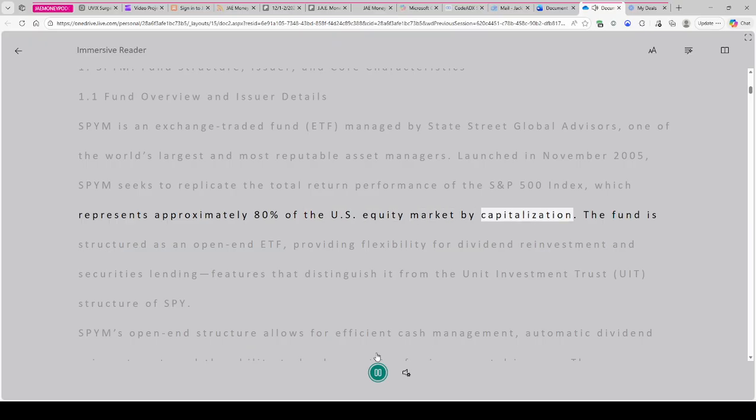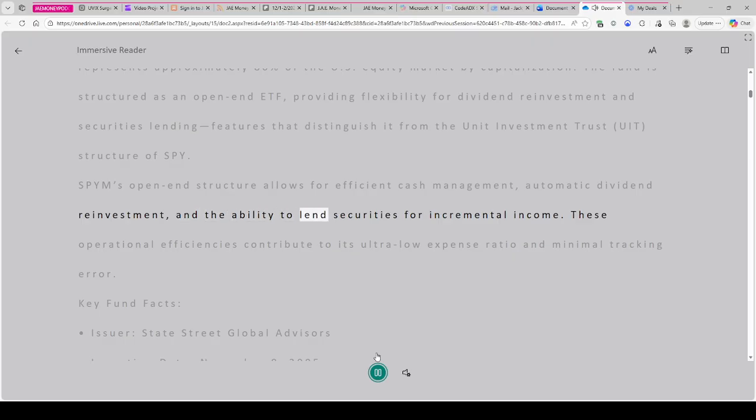equity market by capitalization. The fund is structured as an open-end ETF, providing flexibility for dividend reinvestment and securities lending, features that distinguish it from the Unit Investment Trust, UIT, structure of SPY. SPYM's open-end structure allows for efficient cash management, automatic dividend reinvestment, and the ability to lend securities for incremental income. These operational efficiencies contribute to its ultra-low expense ratio and minimal tracking error.